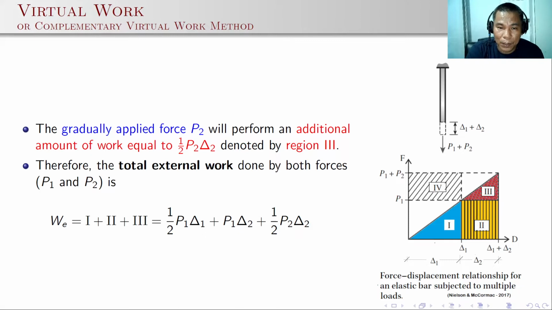The gradually applied force P sub 2 will perform an additional amount of work equal to region 3. So aside from region 1 and region 2, we also have region 3, which is equal to the area of the triangle, 1/2 times the height, that is P2, times the width, delta 2. Therefore, the total external work done by both forces, P1 and P2, is equal to this lower triangle: region 1, region 2, and region 3. So W sub E is simply equal to region 1, 1/2 P1 delta 1, plus region 2, P1 delta 2, plus region 3, 1/2 P2 delta 2.